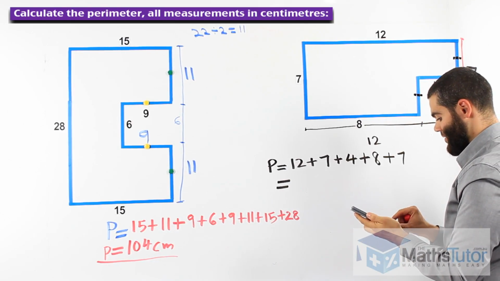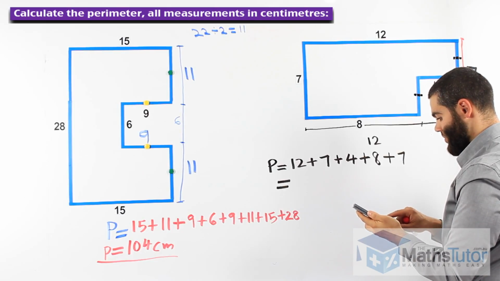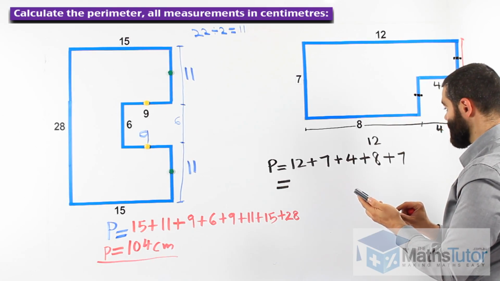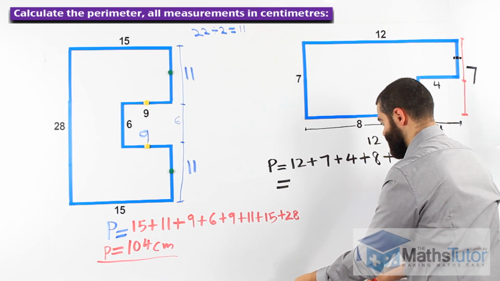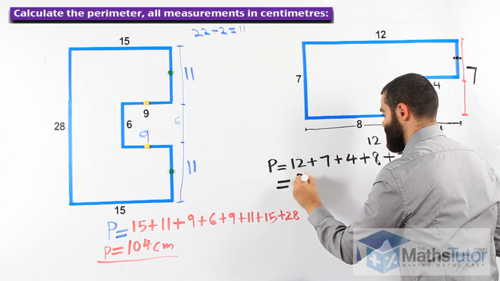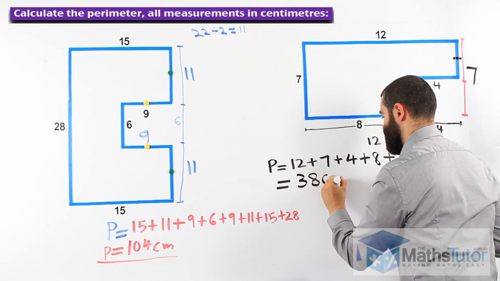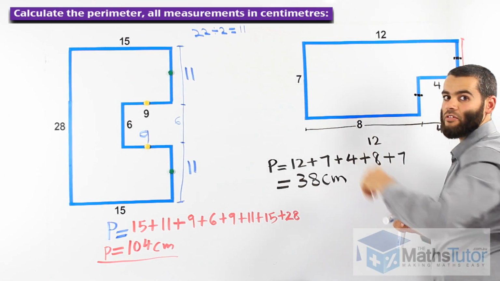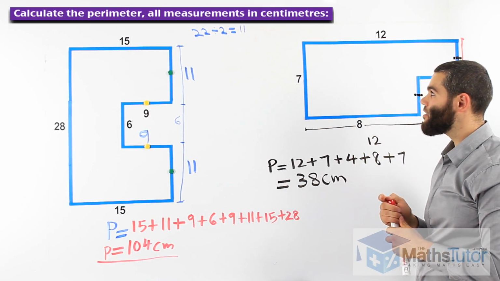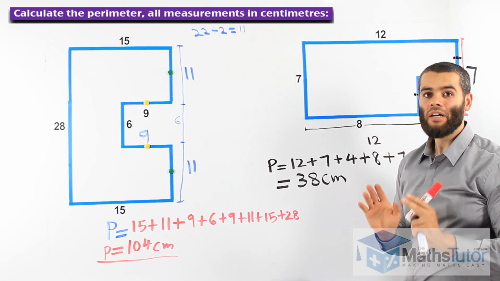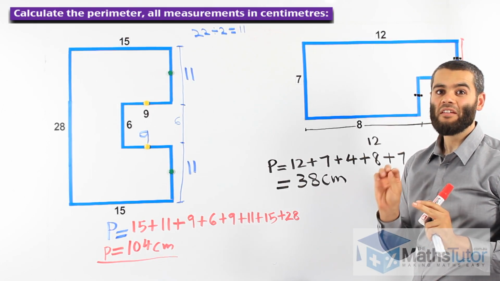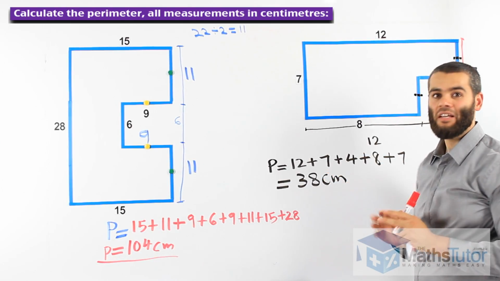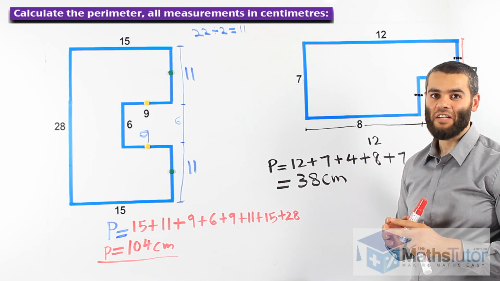12 plus 7 plus 4 plus 8 plus 7. Our answer, 38 centimeters long. So the total perimeter is 38. So here, as you can see, it is not hard, but we need to look for the missing sides. Once we find the missing sides, the perimeter is easily calculated. We just add all the sides up together.